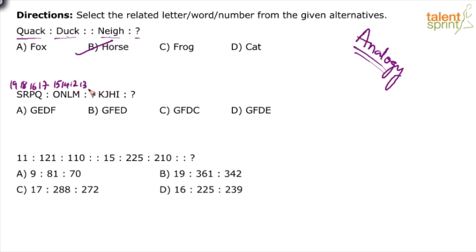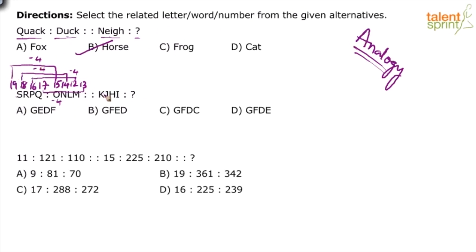Now try to simply connect the first letter in the first word with the first letter in the second word, the second letter in the first word with the second letter in the second word, right? 19 to 15. What do you see? -4. Then 18 to 14. What is it? -4. 16 to 12. -4. 17 to 13. -4. So very clearly the pattern here is that you go backwards by 4 letters to get the second word.